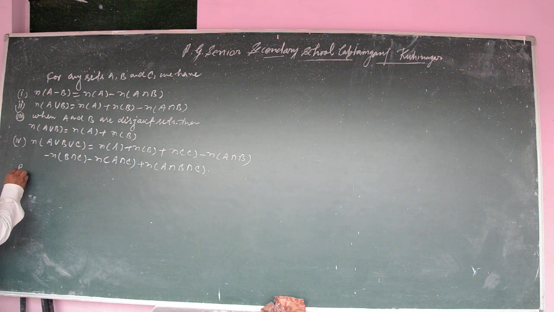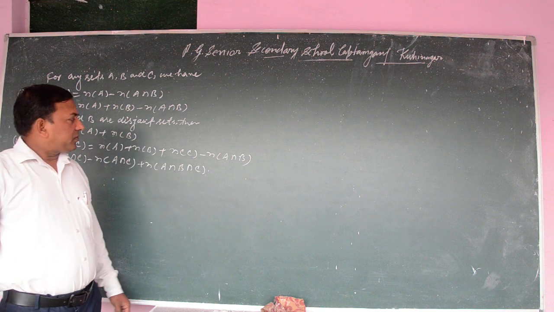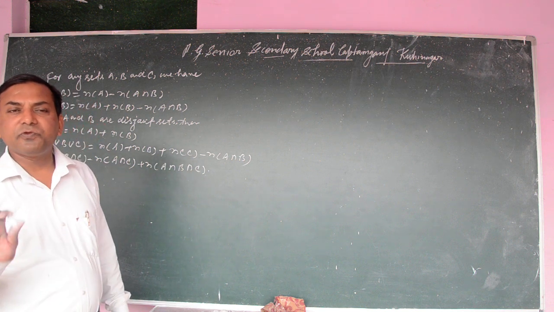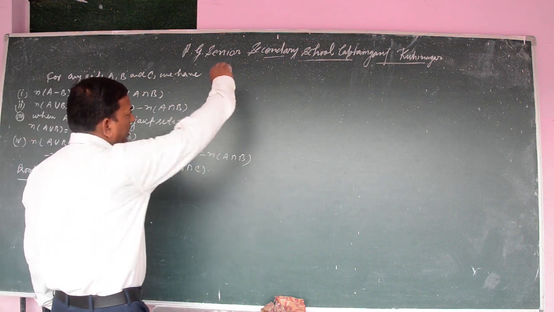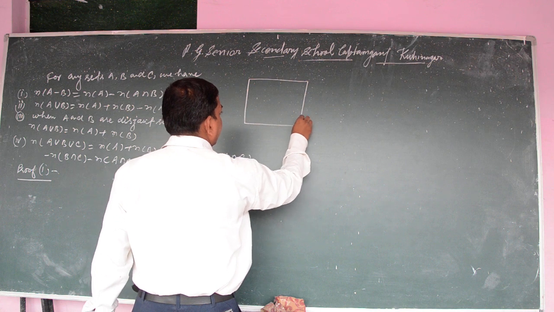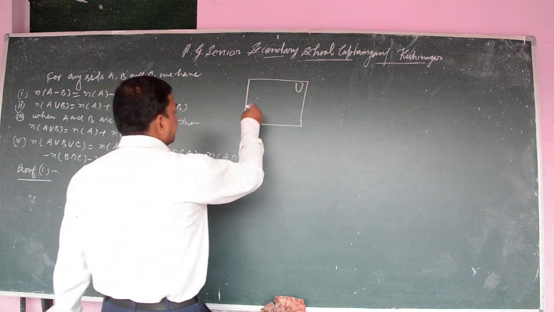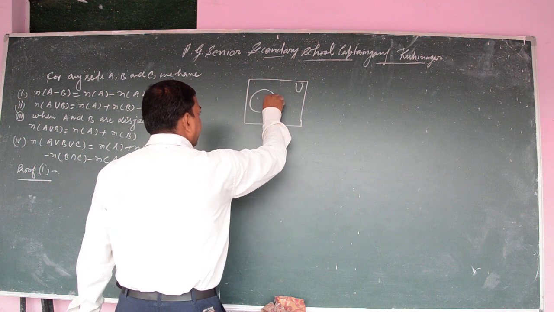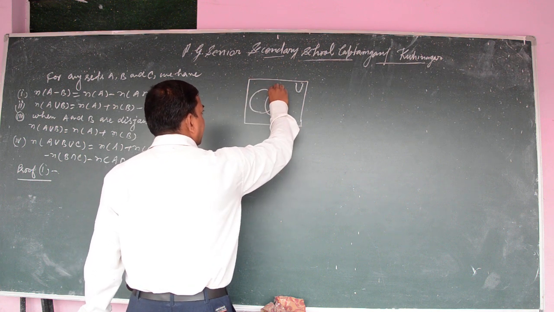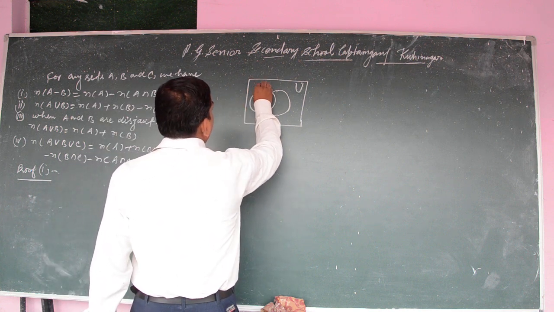So first, proof of the first. We prove these formulas by Venn diagram. Earlier we learned about the Venn diagram. Here the universal set is represented by a rectangle and its subsets are represented by circles, like this: set A, set B.